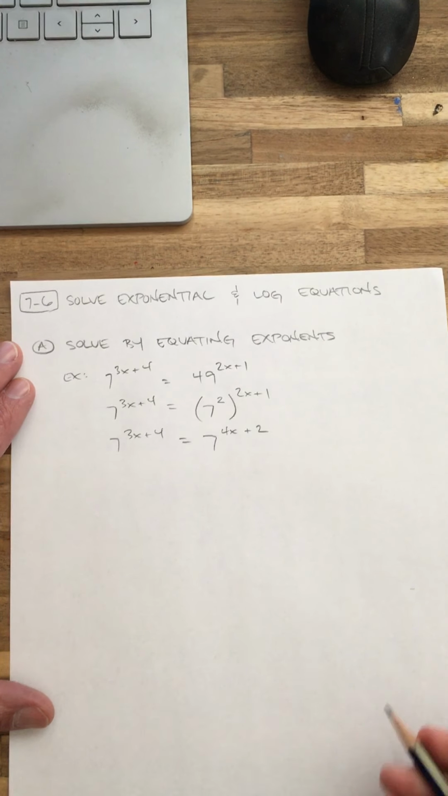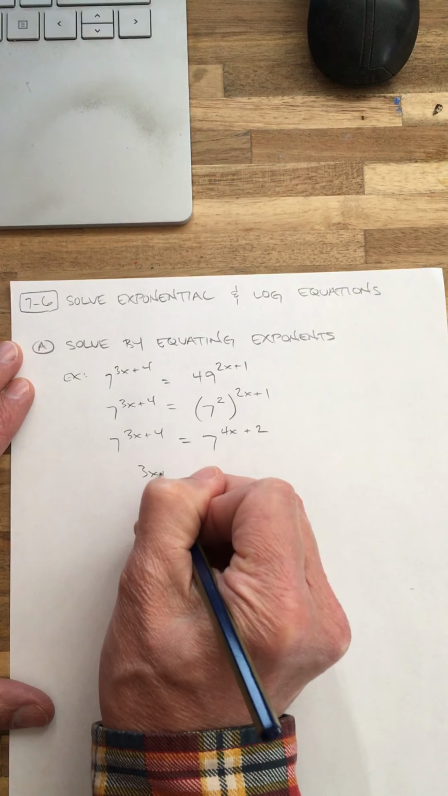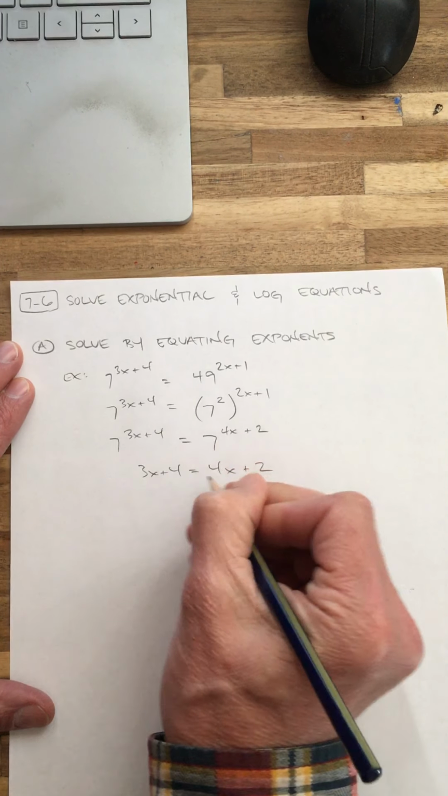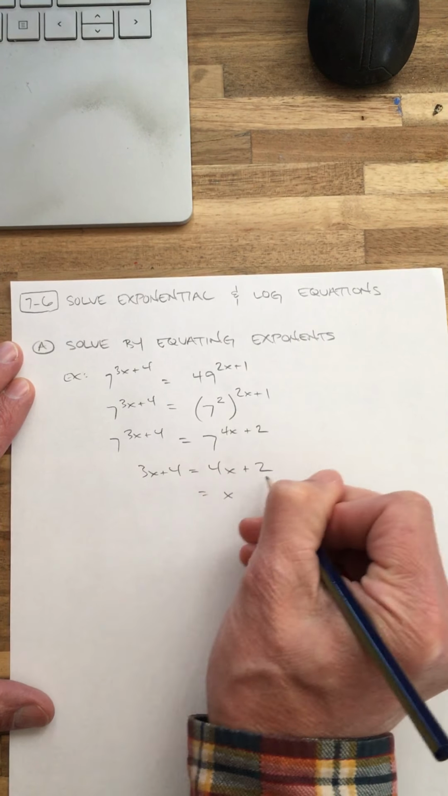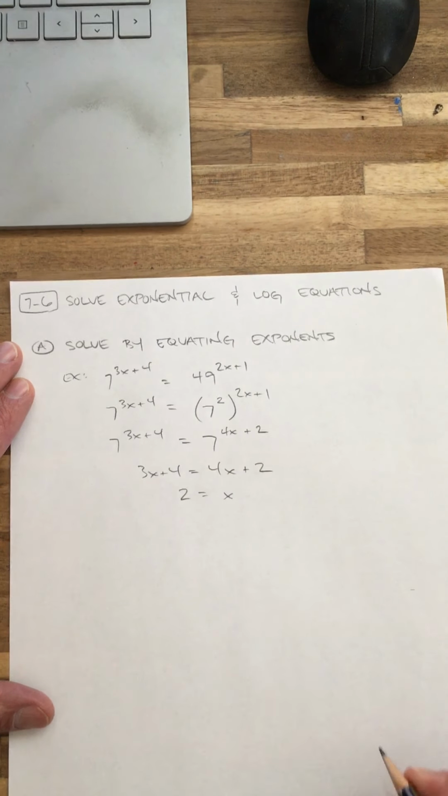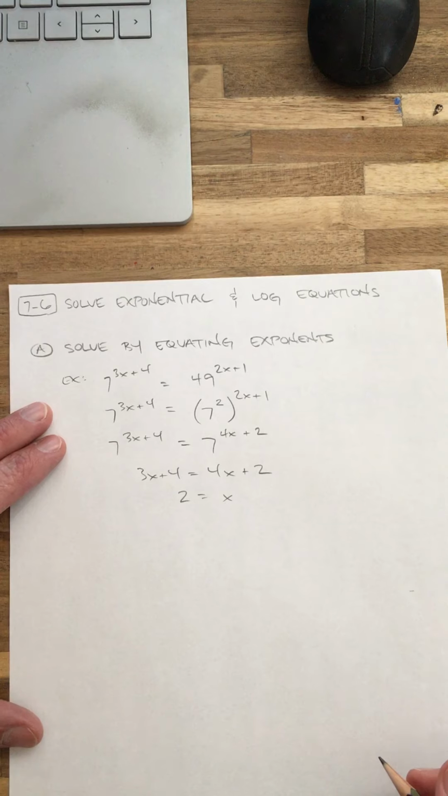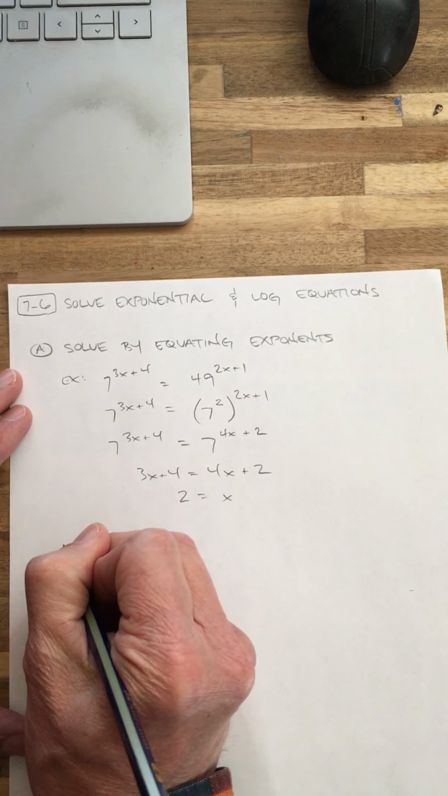All right, now I can equate the exponents. 3x plus 4 equals 4x plus 2. Move the 3x over, you get x equals, move the 2 over, you get 2, and we're done. Okay, x equals 2. All right, let's do another one.